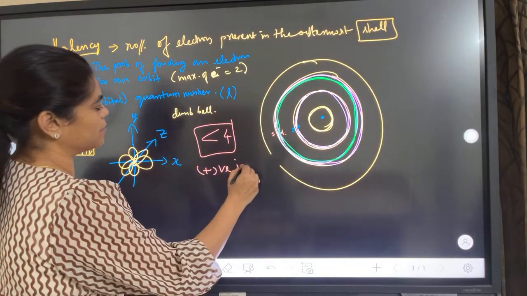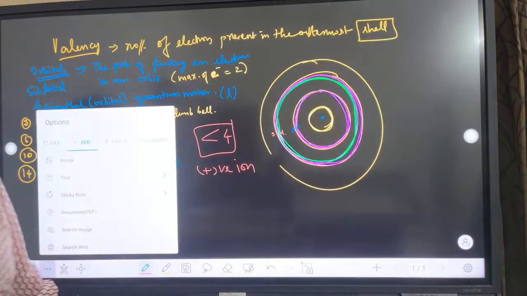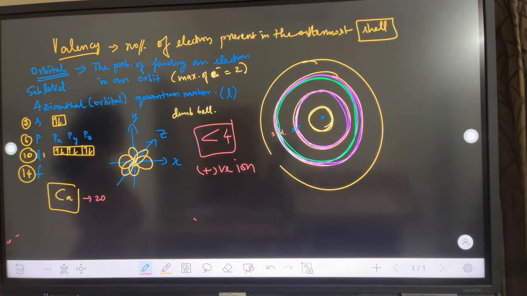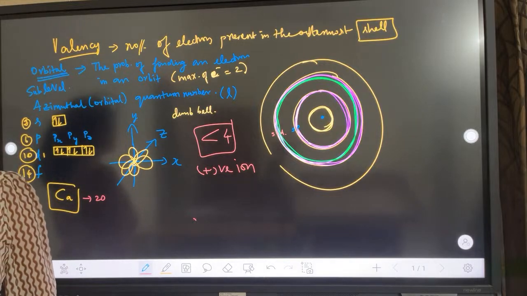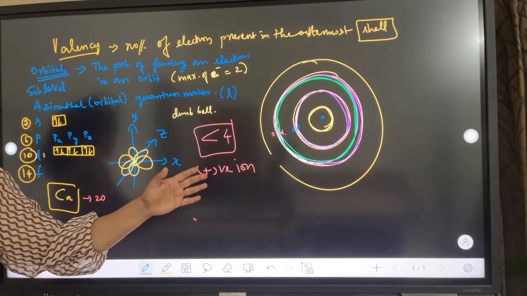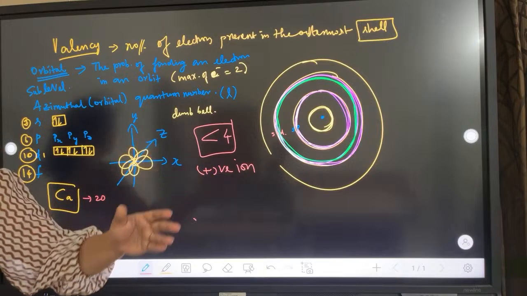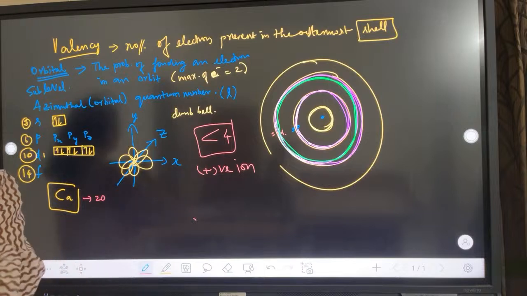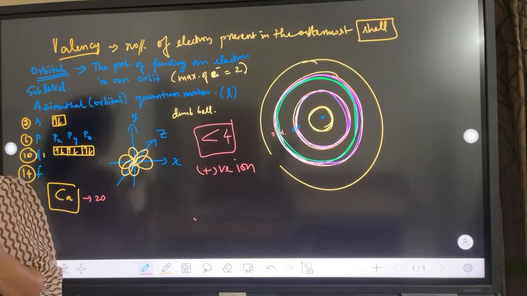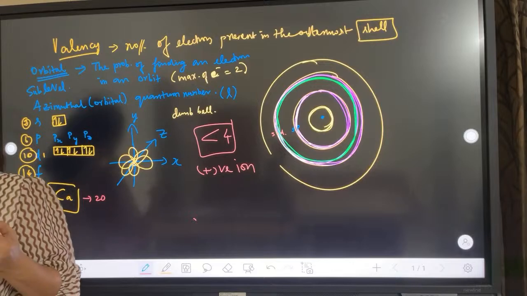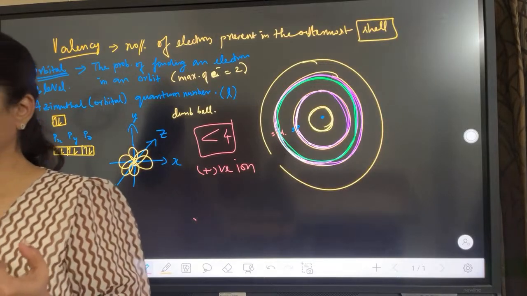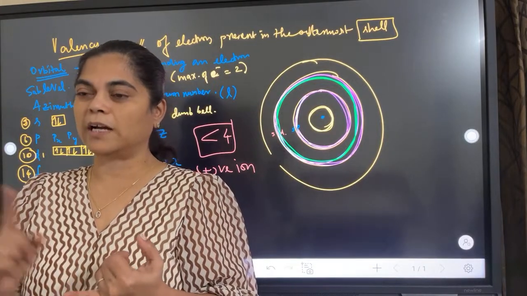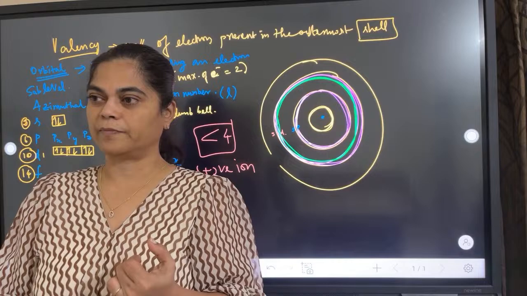So how many electrons can be lost by an atom? Maximum how many electrons can be lost? I told you, less than 4. If the outermost orbit of an atom contains 1 electron, then it is able to lose 1 electron. For losing 1 electron also, the atom needs energy. An atom requires energy to lose an electron. That type of energy is known as ionization energy.